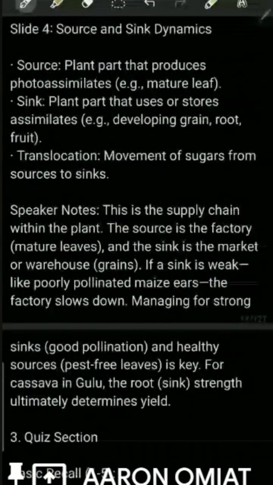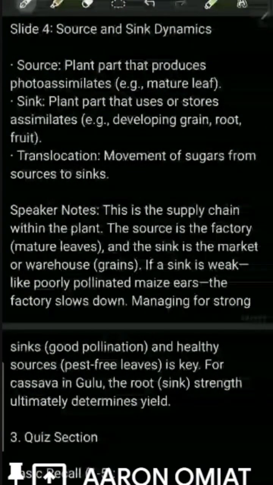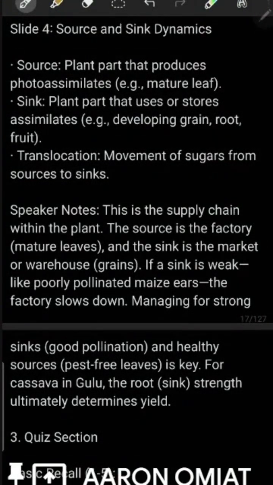Now, on this concept of source and sink, are we clear? The source are the leaves. The sink is wherever the food is stored in the plant. For root tubers, it's the roots. For stem tubers, it's the stems. For fruits, it's in the fruits. For grains, it's in the grains, like maize. They're stored in the grains.